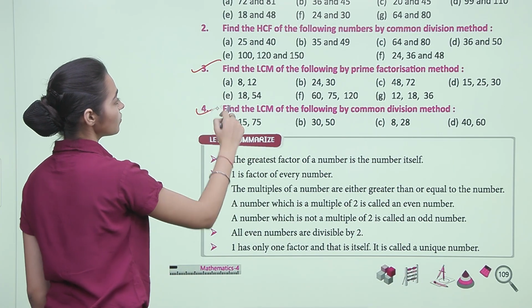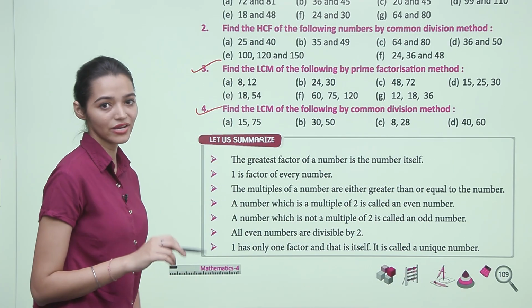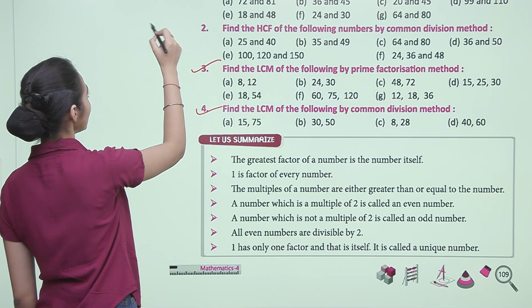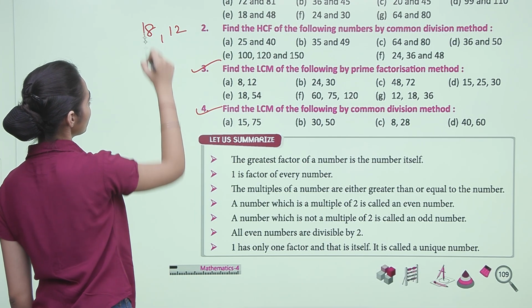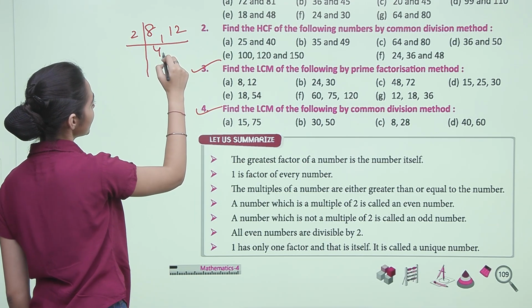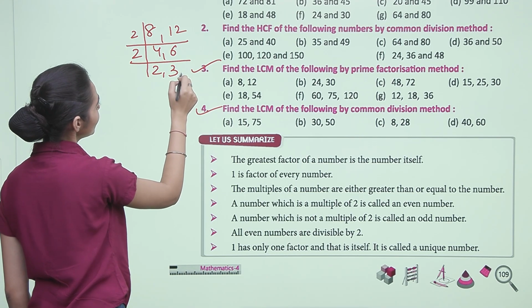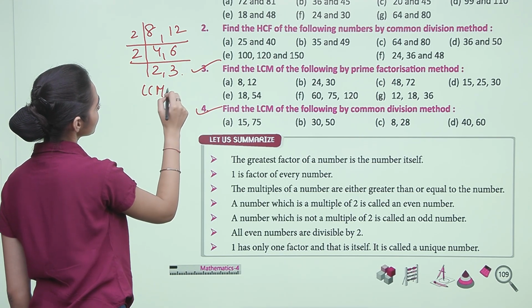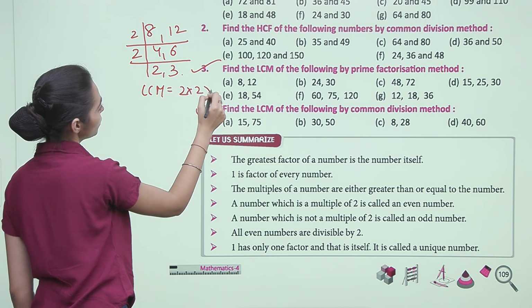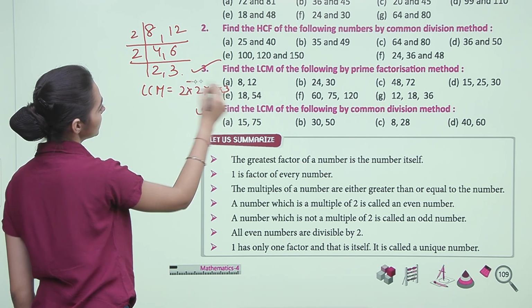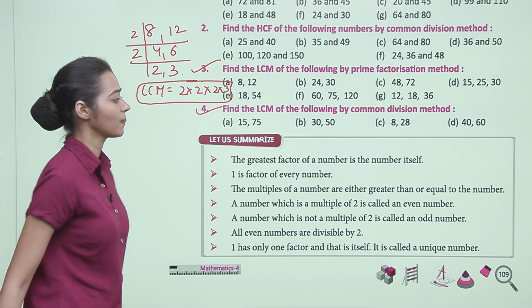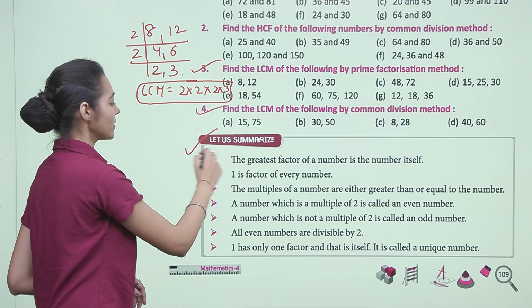Now next, in third and fourth, we have to find the LCM by the prime factorization method. So for 8 and 12, we have to find the LCM. So that is 2 4s are 8, 2 6s are 12, again 2 and 3. So the LCM is 2 into 2 into 2 into 3.